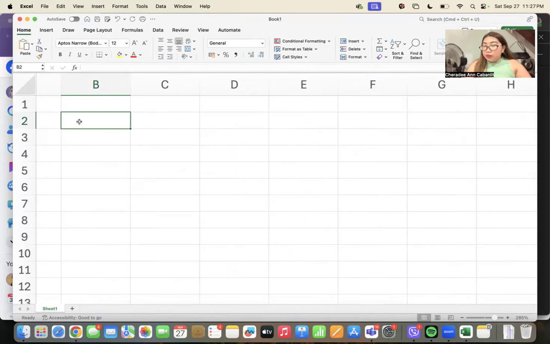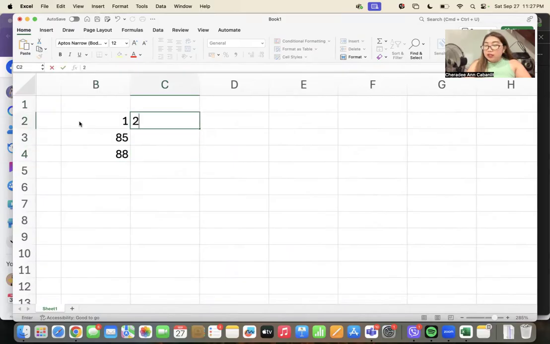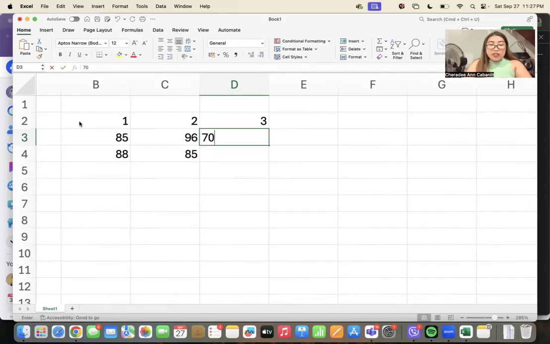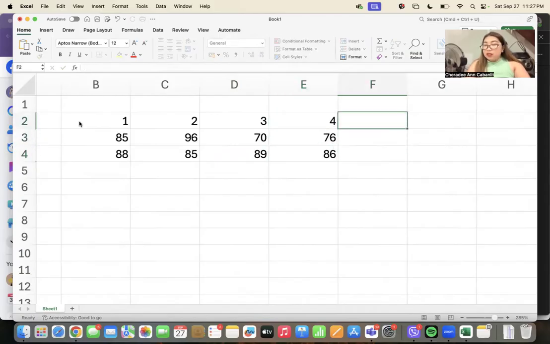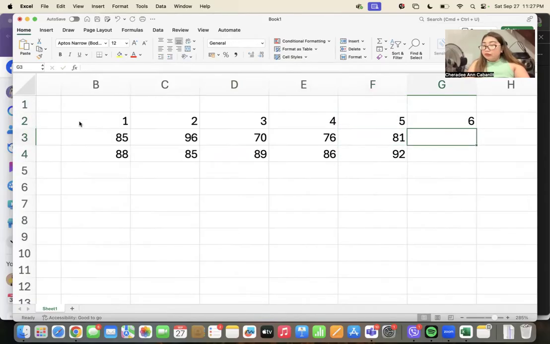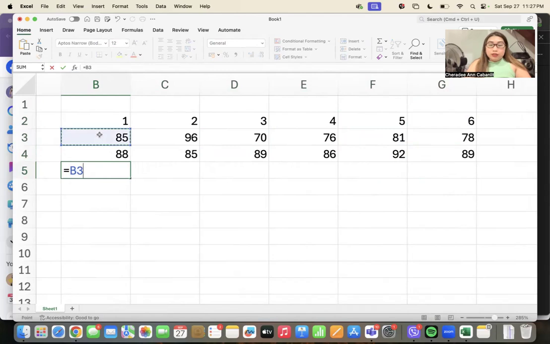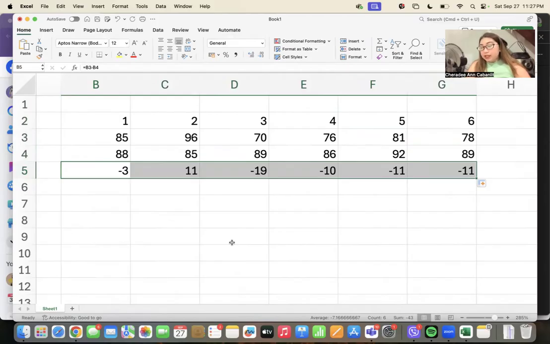So, that's 85, 88, 96, 85, 70, 89, 76, 86, 81, 92, 78, and 89. So if we subtract before and after, that's -3, 11, 19, -19, -10, -11, and -12.